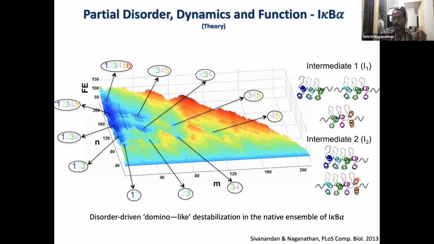Simply coming from the fact that if one repeat is destabilized, this interface is lost, and hence this repeat is destabilized. And because this repeat is destabilized, this will also be destabilized, and so on and so forth. This is very similar to a domino, and we call this a domino-like destabilization mechanism. We have used this model for about 40 different proteins, and this is just one observation that I'm showing you.